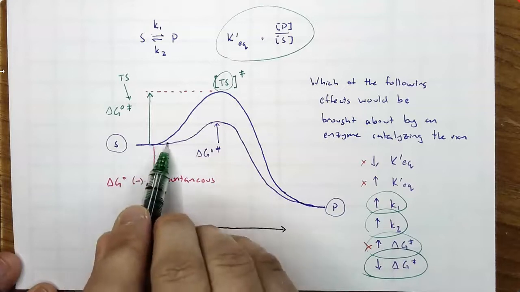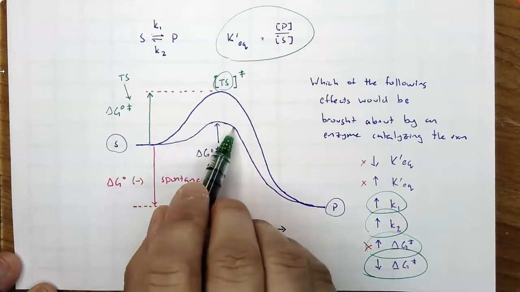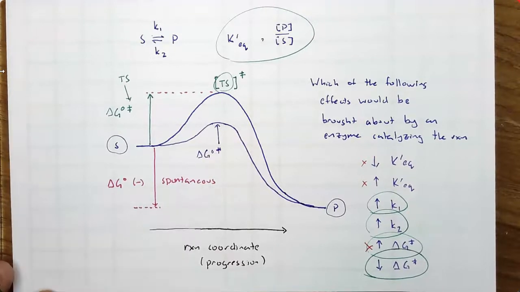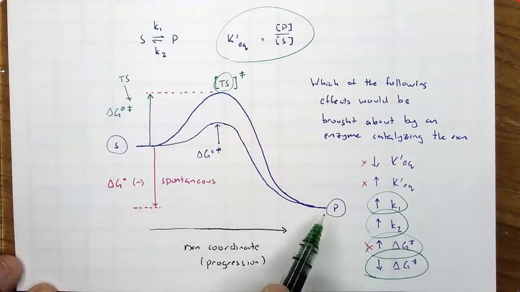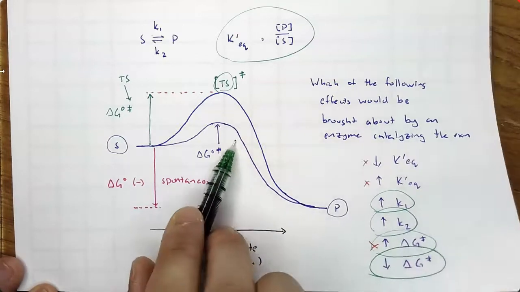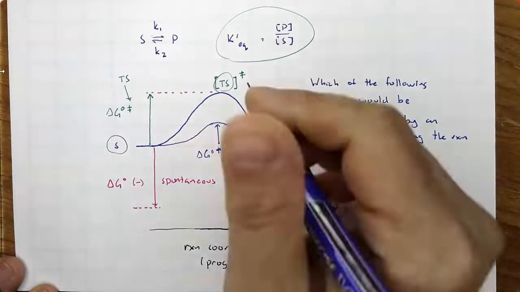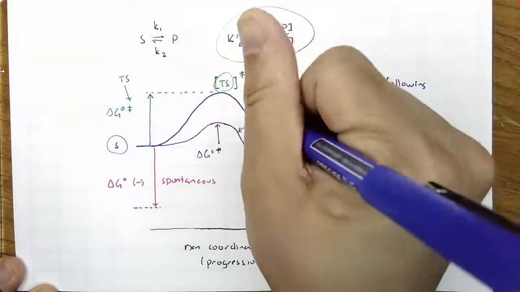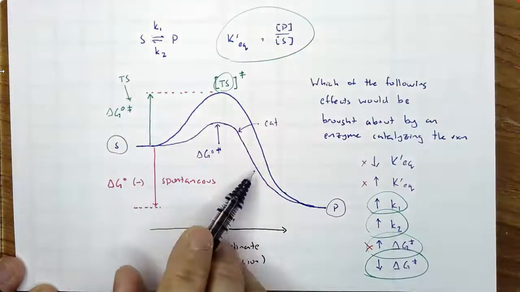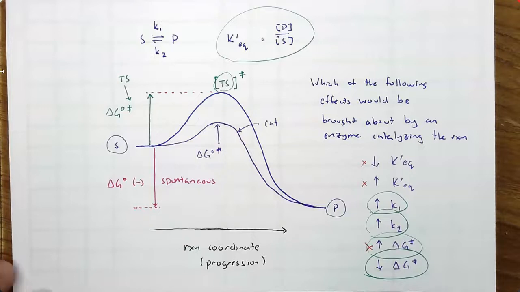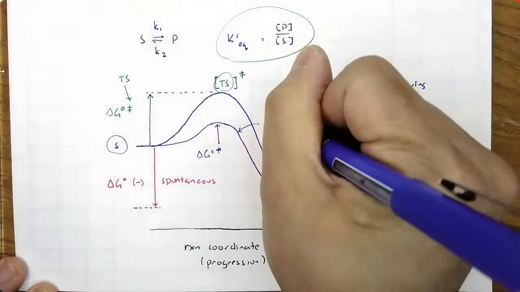See, the jump going from substrate over the hill was lowered by the catalyst, but same thing in the other direction. The jump from the product over the hill is also lower when it's catalyzed. So this purple, obviously, is when it's catalyzed. So both hills in the forward direction and in the reverse direction are actually lowered, thus increasing the rate of the forward reaction and the reverse reaction.